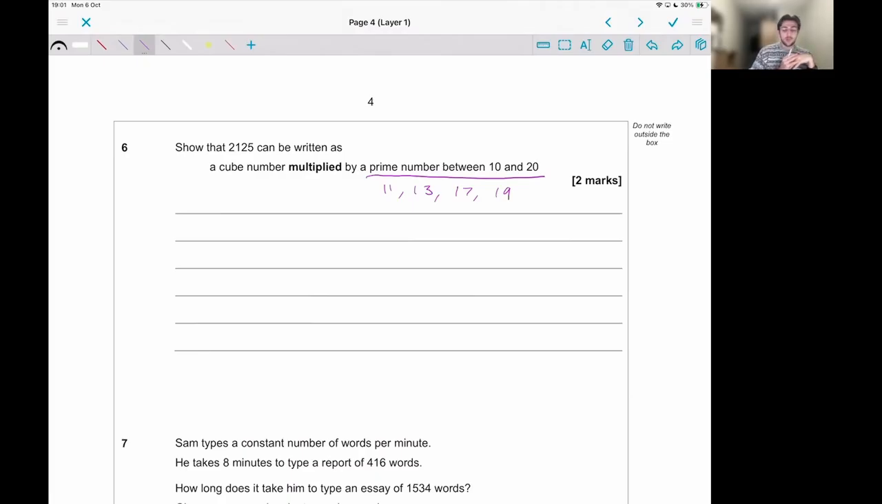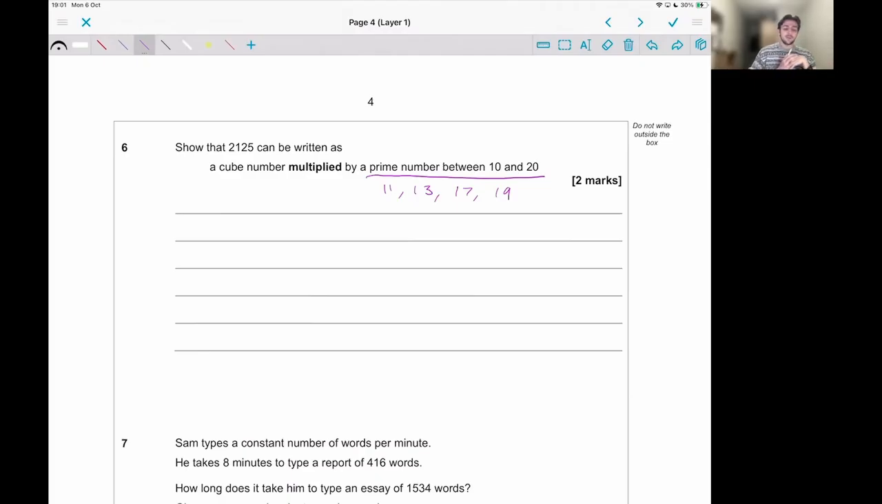So what do we know about 2,125? Well, firstly, we know it ends in a 5, so it's a multiple of 5. In fact, I think I can do you one better and say because it ends in 25, it's probably a multiple of 25. In fact, it is. It's a multiple of 25 because it ends in 25.